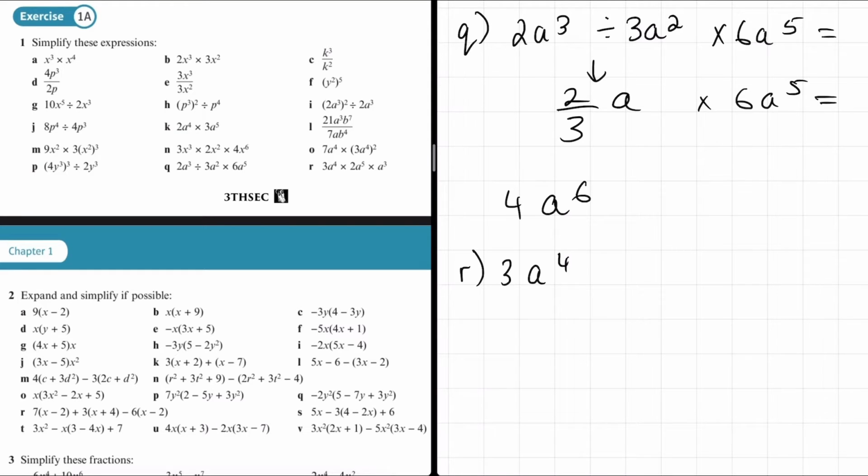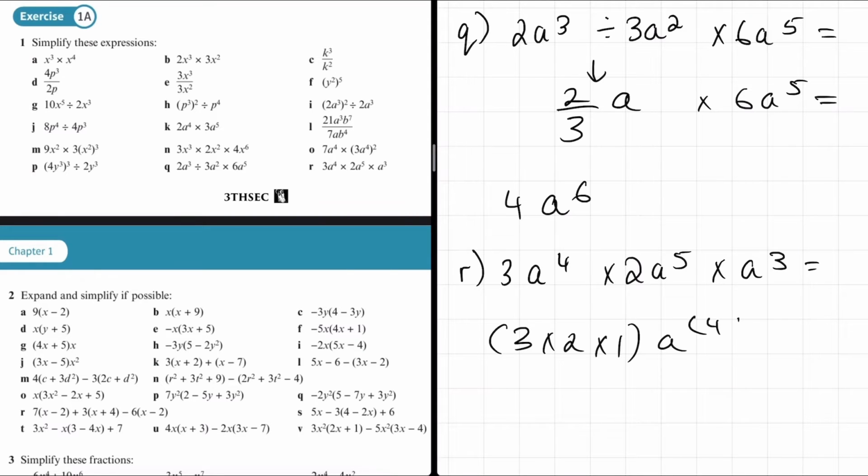3a to the power of 4 times 2a to the power of 5 times a cubed. So we've got 3 times 2 times 1, and then we've got a to the power of 4 plus 5 plus 3, which leaves us with 6a to the power of 12.